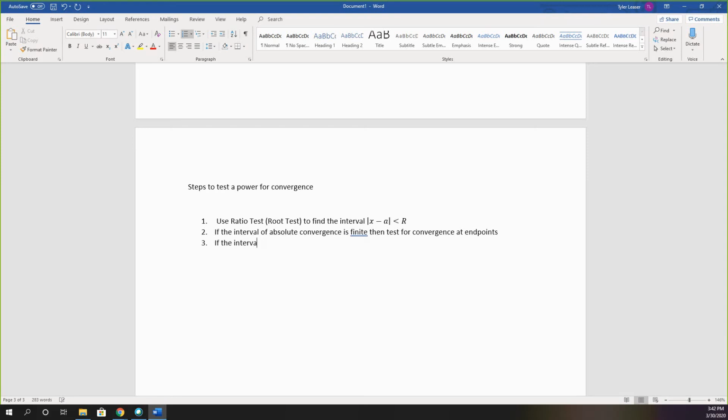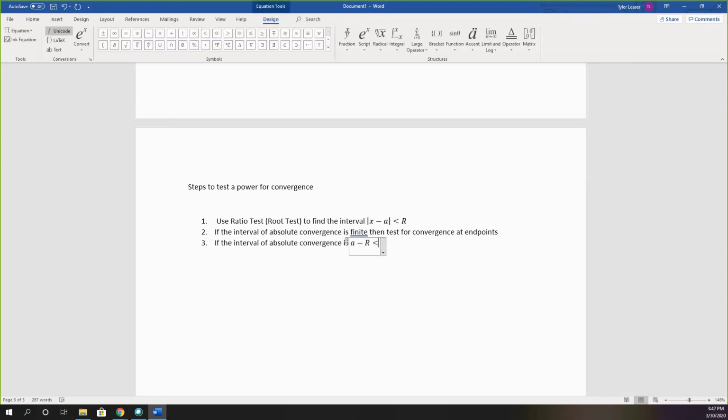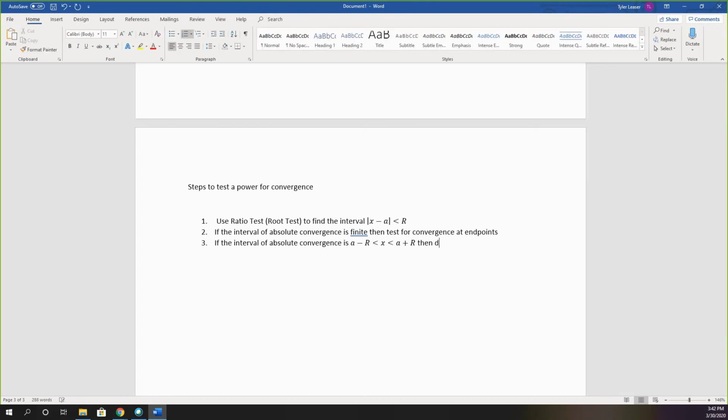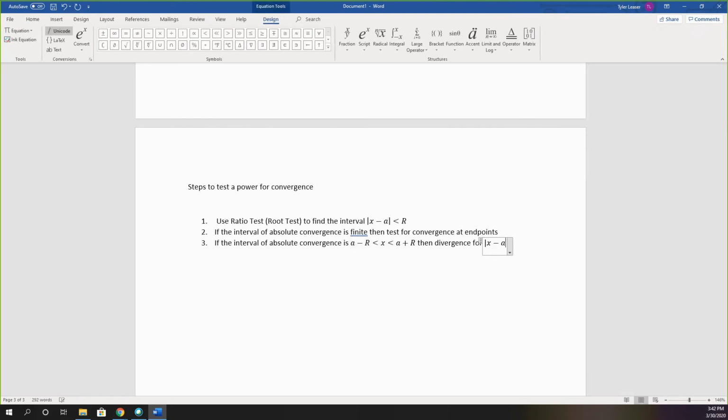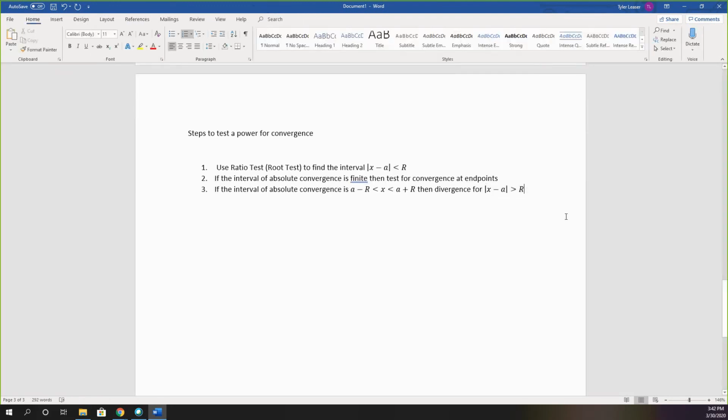And then the third possibility: if the interval of absolute convergence is that finite interval, so a minus R is less than x is less than a plus R, then that means that we have divergence everywhere else. So we're going to have divergence for absolute value of x minus a is greater than R. So beyond that value on that number line I drew a little bit ago.